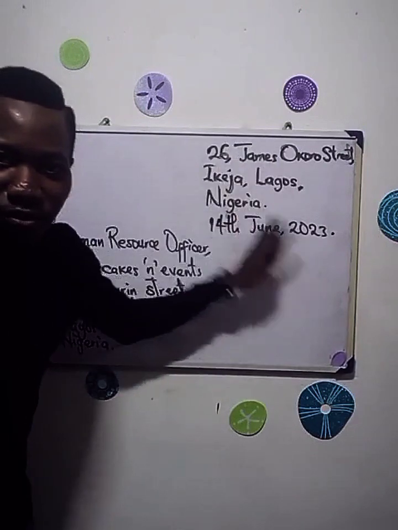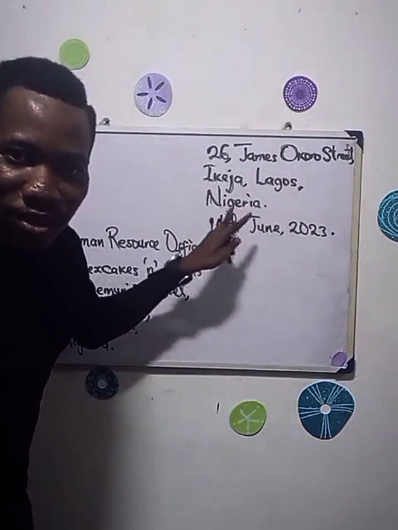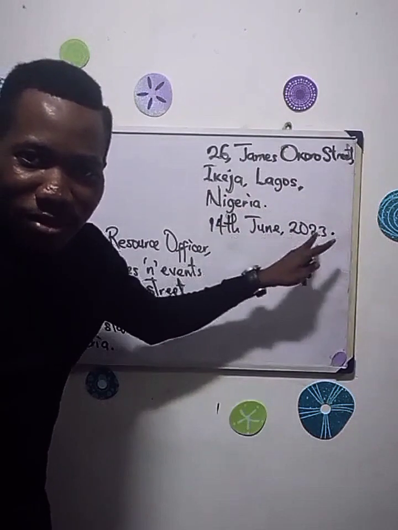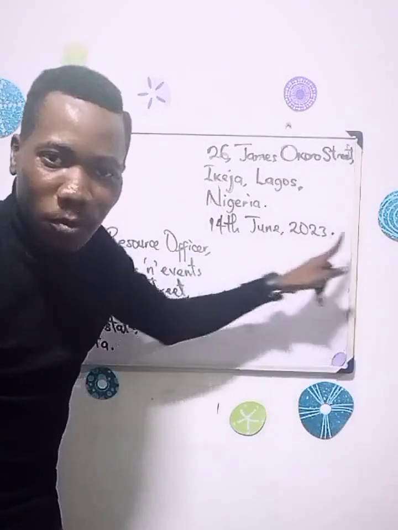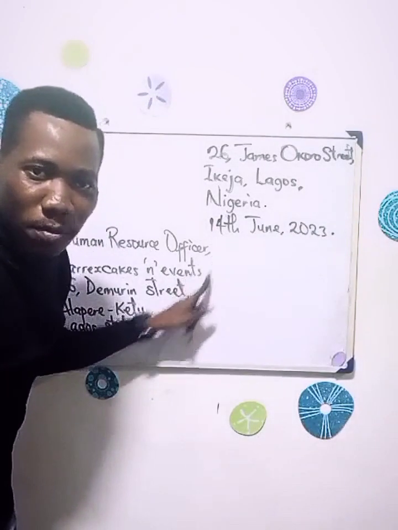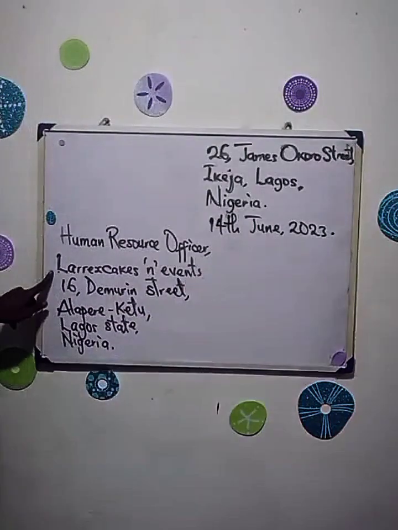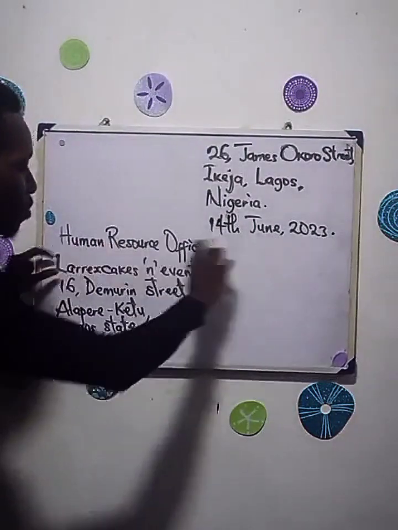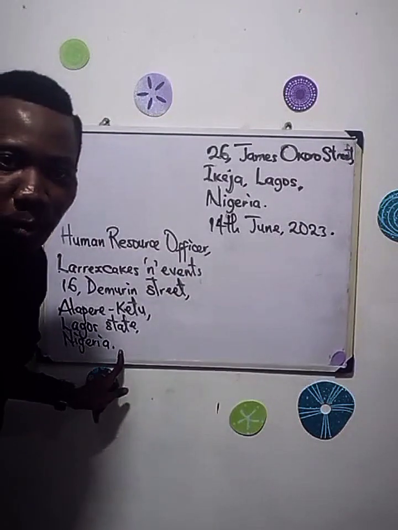Now, this is my own address. 26 James Okoro Street, Ikeja, Lagos, Nigeria. 14th June 2023. Don't forget your punctuation marks. Your comma, your full stop, your comma, your comma. Okay, no. This is just the name of the company. This is the address. Your comma, and then the full stop.